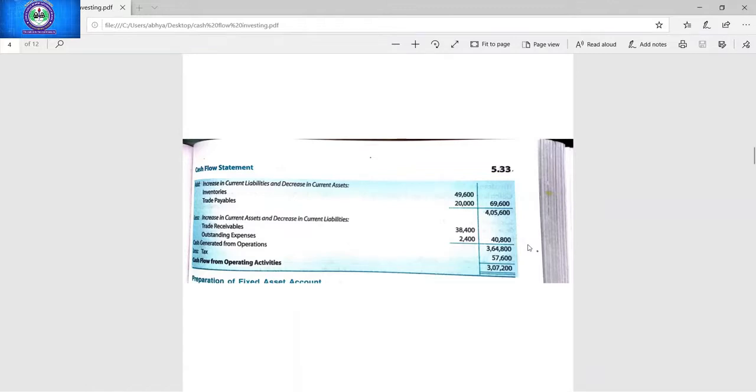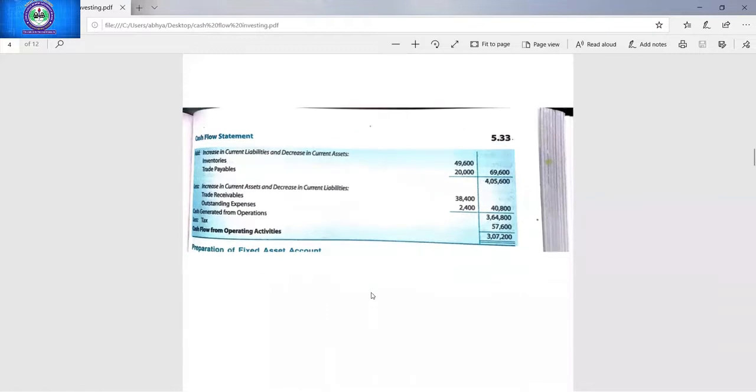3,64,800 is the step 3 answer. Now less taxes. So provision for tax is already given in the question. So the same amount will be deducted, 57,600. And now the final answer, cash flow from operating activities.